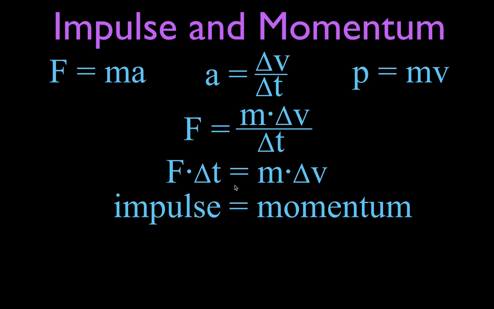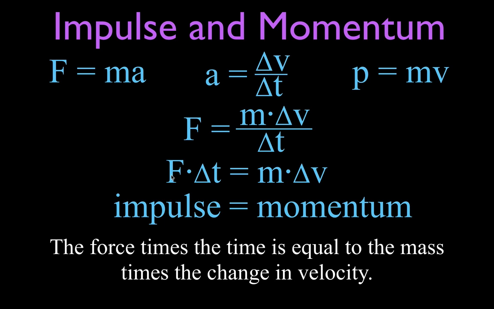Basically what this equation tells me is that if I have a force and I apply that force over some time, then I'm going to change the velocity of an object. Or in order to change the velocity of an object that has mass, I have to apply a force over time, an unbalanced force over time. That's what that says right there. Basically, if you say that in words, the force times the time is equal to the mass of the object times the change in velocity.